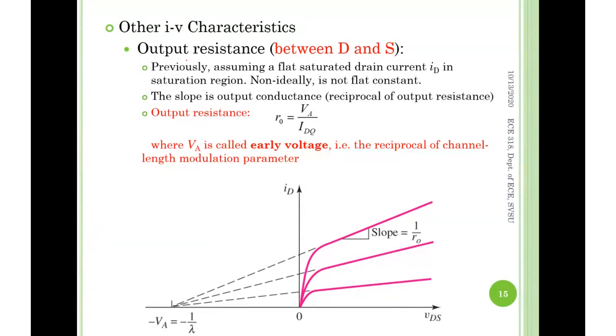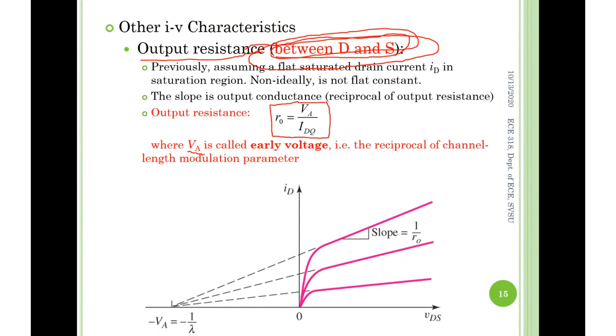And we also have an output resistance. Output resistance means the resistance between the drain and the source, because it's a three-terminal device. You need to understand this. It's calculated by this equation, where V_A is the early voltage. This is a new concept. We previously learned V_T, the thermal voltage. Now this is V_A, the early voltage. In the I-V curve, you can find it by extending the saturated I-V curves backward. What do you see? They converge to one point along the voltage axis. The voltage value at that point is V_A.